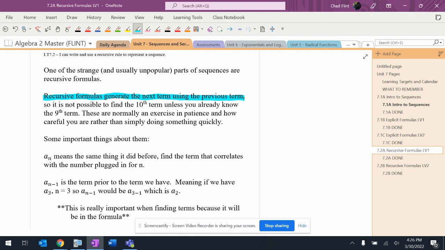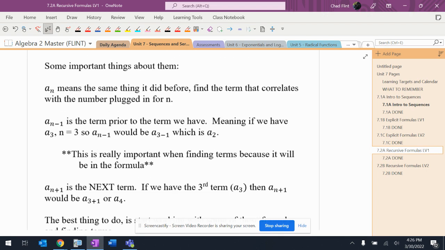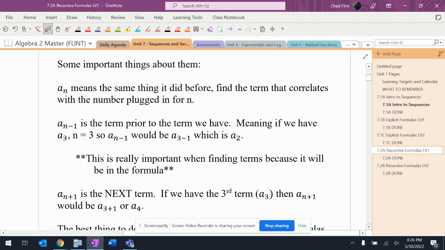So now there's some notations that we have to deal with. A of n is the same thing we did before. Plug in the n, see what happens. But now we're going to introduce this n minus 1 term. That means if we have a of 3, then n is equal to 3, because a of n, a of 3. So that means that a of n minus 1 would be 3 minus 1, which is 2. This just means the term prior to the one we have.